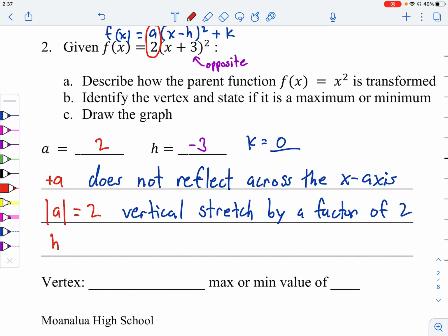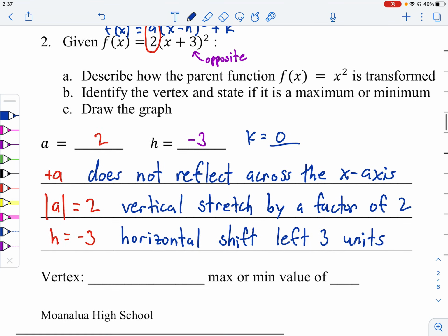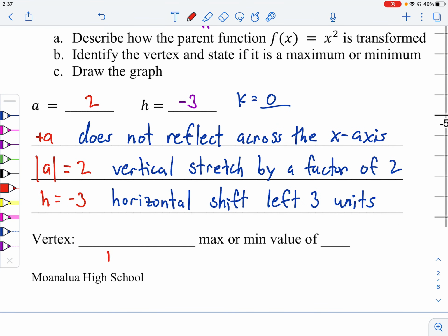Then our next one is h, so h equals negative 3. h is horizontal shift, and negative is left, so left 3 units. Our vertex is our (h, k), as usual: the h value was negative 3 and the k value is 0. Our maximum or minimum is at that y, which is 0, and it does not reflect, so it's still going to have a minimum.